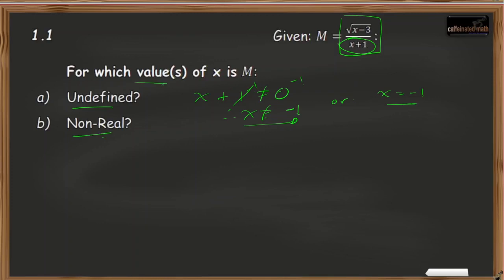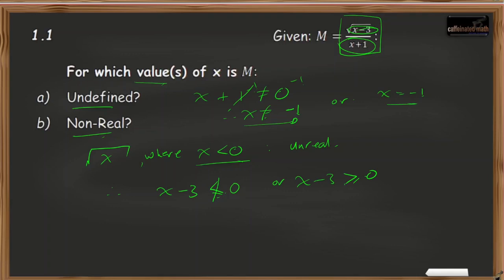Now, for which values will m be non-real? Now, we know we cannot have the square root of a number less than 0. We can't have that because that gives us an unreal or non-real value. Therefore, we know that x minus 3, because that's what's under the radical over here, cannot be less than 0, or x minus 3 must be greater than or equal to 0.